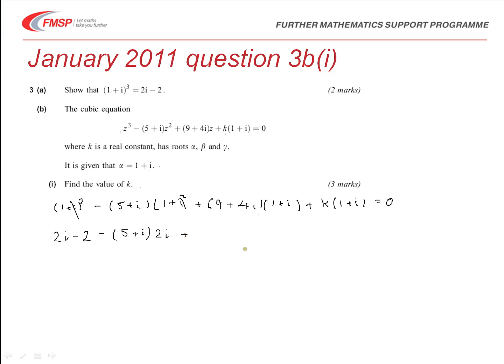And then if we multiply out this next part, we're going to get 9. The 4i times the i gives us minus 4. And then we get plus 9i plus 4i. And then we've got k times the 1 plus i.